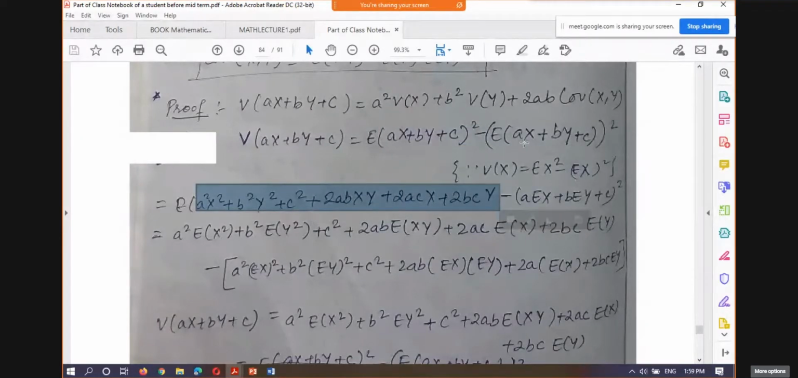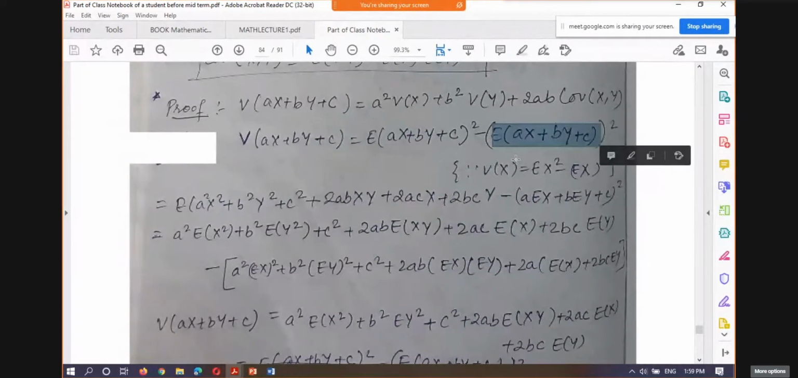Now this second part, because it is the square of this expectation, first I have to simplify the inside part. Some of you may expand the square here directly, and then there will be some problem, and maybe you will not get the right result. So first you take this expectation inside, because it is expectation of x whole square.